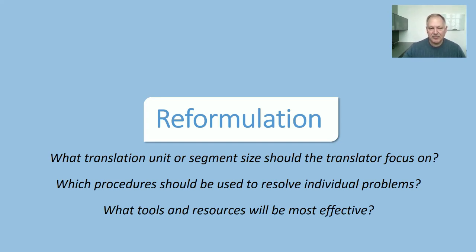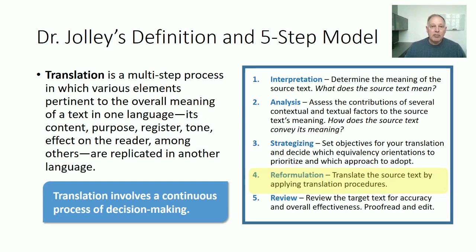Let's get started. All right, so if you recall, I've been reiterating this quite a bit. I have this 5-step model of translation that I propose, and we're going to focus today on the fourth step, which is the reformulation phase. In this step, what we're doing is we're actually translating the source text by applying translation procedures. So we've gone through steps 1, 2, and 3. 1 and 2 kind of go together as we've discussed.